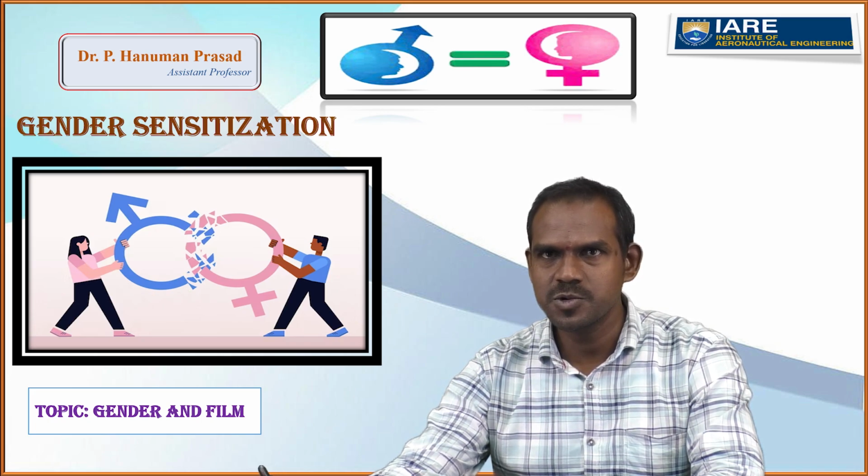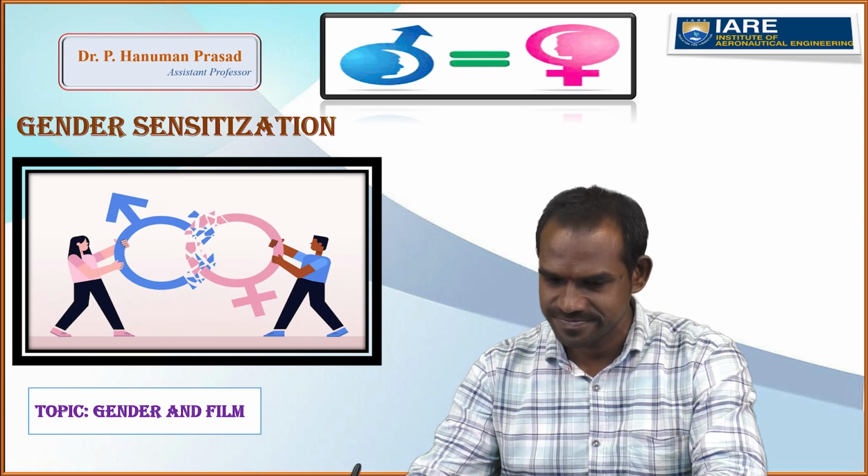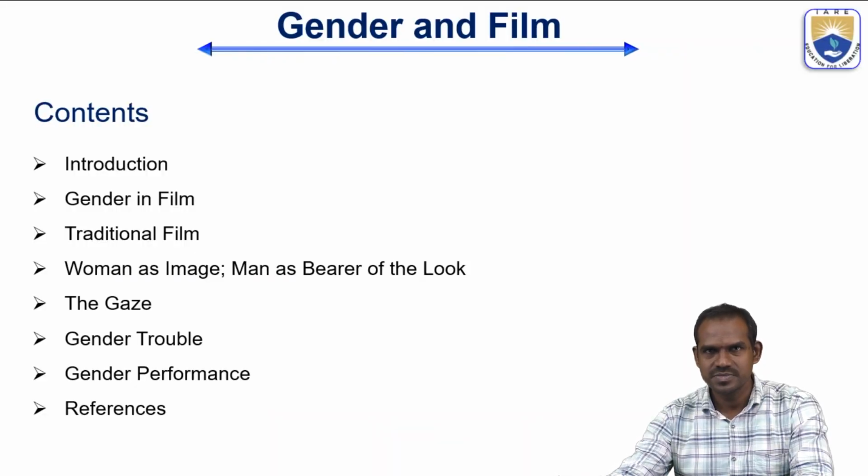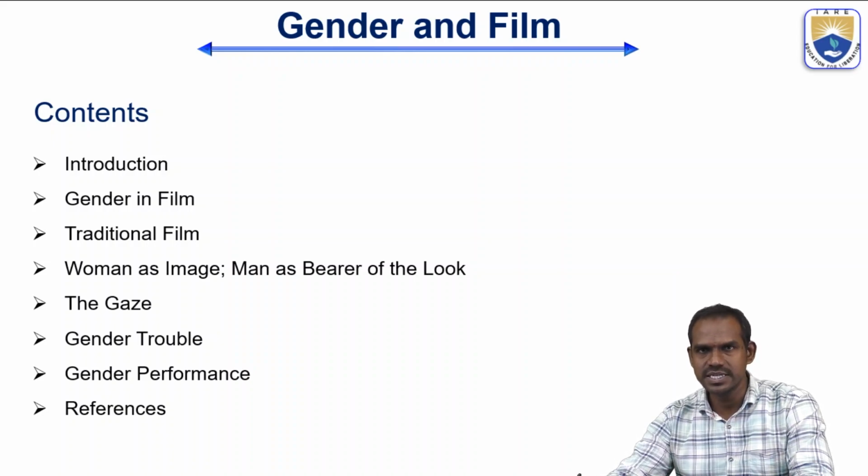The contents that I am going to discuss in today's topic, Gender and Film, are Introduction, Gender in Film, Traditional Film, Woman as Image, Man as Bearer of the Look, The Gaze, Gender Trouble, Gender Performance, and finally, References. And still there are some contents in this gender and film topic that I am going to discuss as part 2. Okay. So let's look at each and every content in detail.